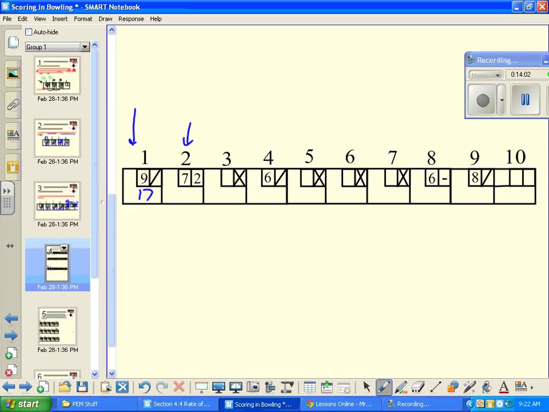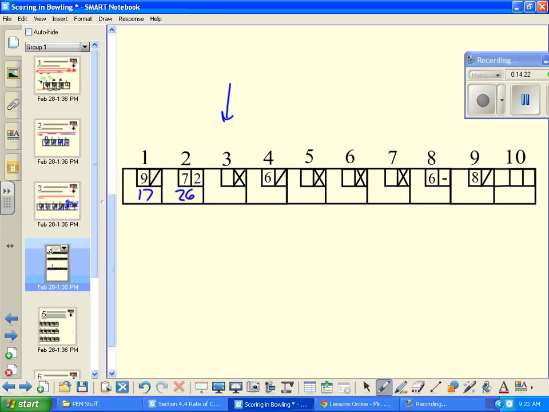In the second frame I just got 7 and then 2. I didn't get a mark. I just got 9 pins down, so that's all this frame is worth. It's worth 9 pins, or 9 points. So 17 plus 9 gives me 26 in this case. On to the third frame.